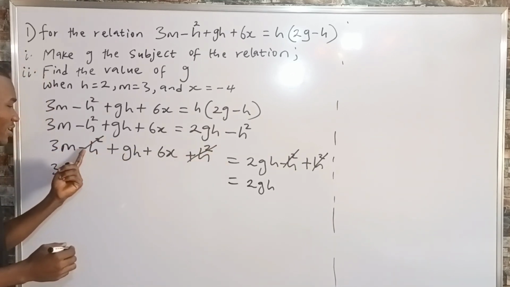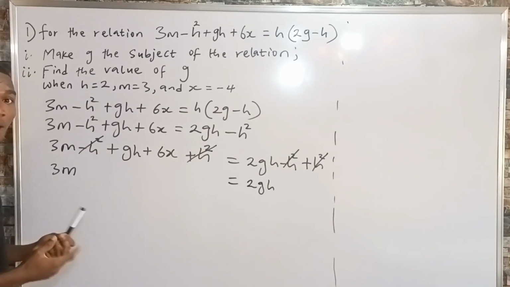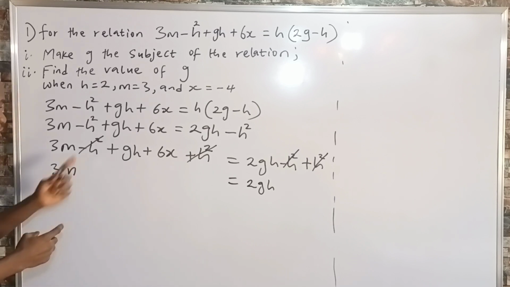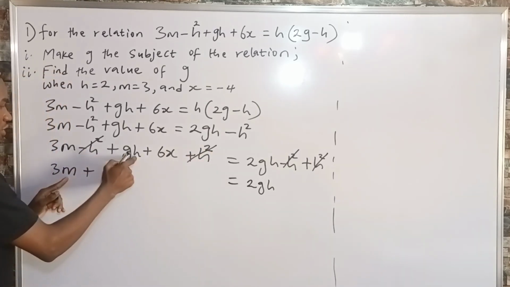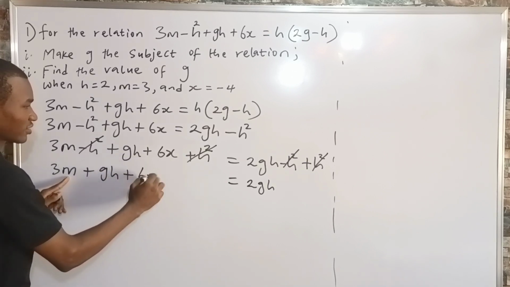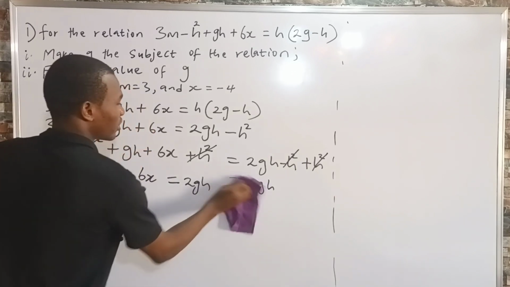The meaning of this is that I collected h squared from you and I gave you back h squared to take back. That means I'm not owing you again. So that is the 0. So minus h squared plus h squared is 0. So we are left with 3m, and that is plus gh, then plus 6x, and that is equal to 2gh. Let me just wipe out this.